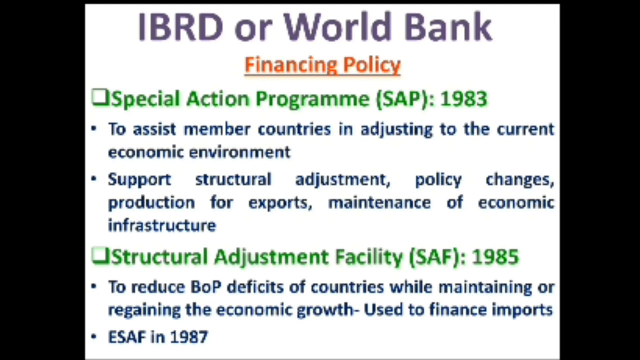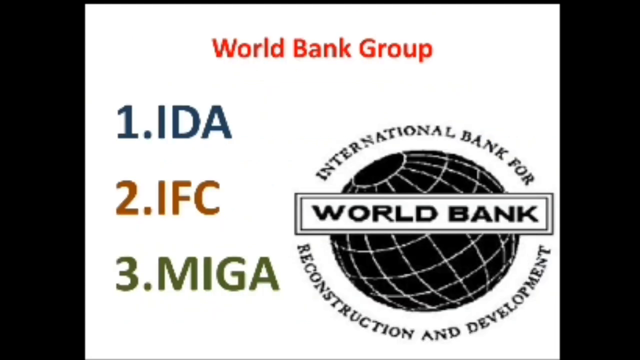Like IMF, there is a Structural Adjustment Facility, SAF, of 1985 for World Bank as well. It is to reduce the balance of payment deficit of member countries and to maintain rapid economic growth. Basically, it is used to finance imports. There is an Extended Structural Adjustment Facility which was started in the year 1987. Now, let us focus on three important institutions under the World Bank, which are the affiliates of World Bank.